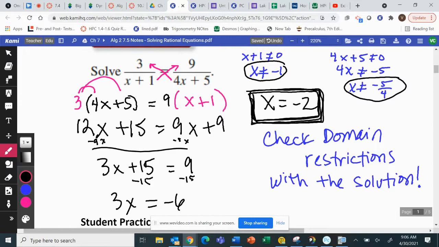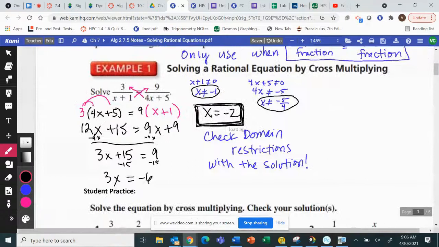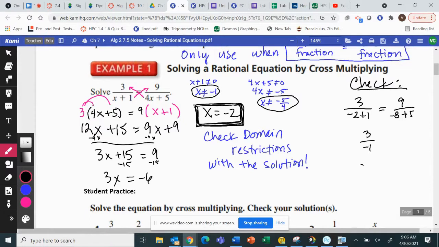I could also just check the answer by plugging in negative 2. So I could do 3 over negative 2 plus 1 equals 9 over, I plug it in, I get negative 8 plus 5. So I get 3 over negative 1, which is negative 3. On the other side, I get 9 over negative 3, which is negative 3. That checks.